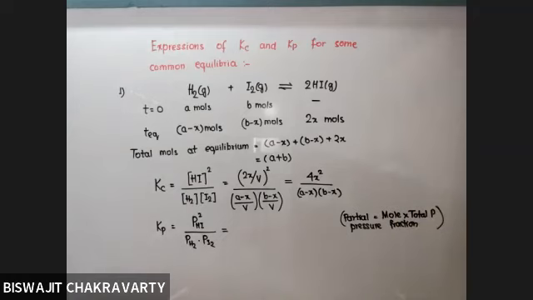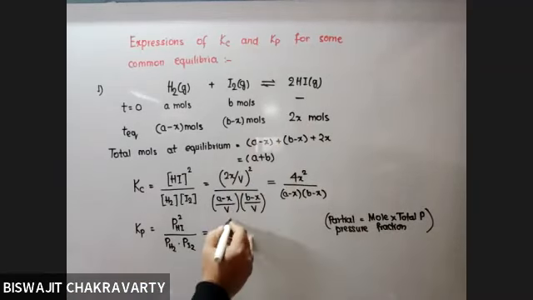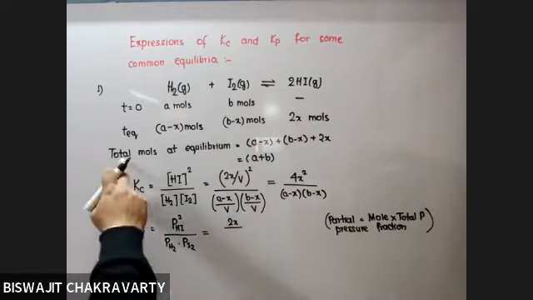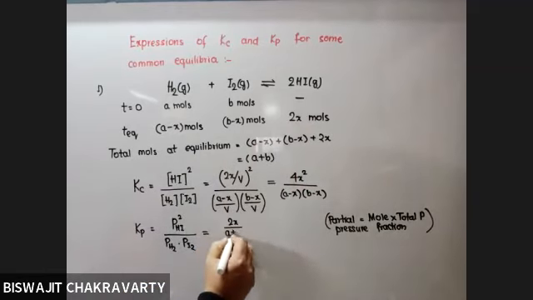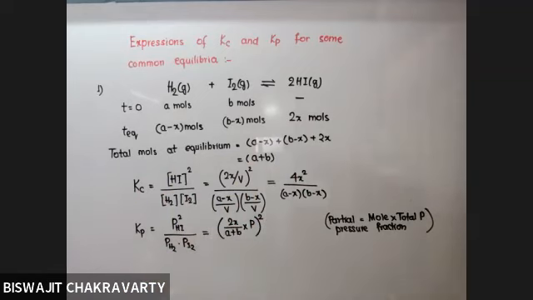Remember this relation. What is partial pressure? Partial pressure is the product of mole fraction into total pressure. What is mole fraction? It is the number of moles of a particular component divided by total number of moles. What is the number of moles of HI at equilibrium? 2X. What is the total number of moles at equilibrium? A plus B. So 2X by A plus B is the mole fraction of HI. Let the total pressure of the system be P, capital P, so we square it. So in place of PHI, I have written mole fraction of HI into total pressure of the mixture.